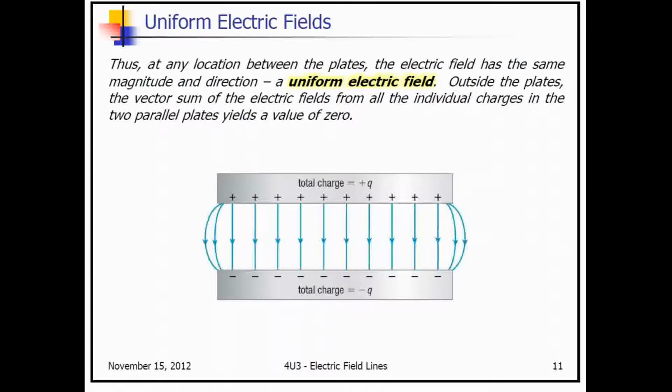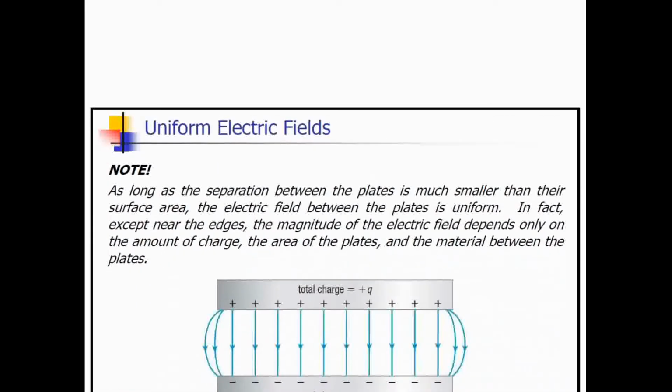So outside of these plates, the vector sum of the electric field is 0. But within the plates, we have an epsilon that we can then use for a number of different applications, and we'll be learning many of these throughout the course. But let's look at how we can work with that on this next slide.